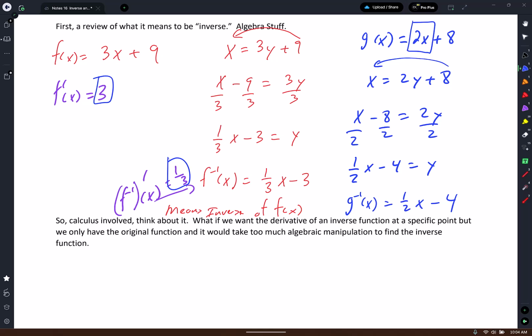What's my slope of g here? 2. What's the slope of the inverse of g? 1/2. They're just what? Reciprocal. I guess you could say inverses, but the better word is reciprocal. Do we see that, guys?